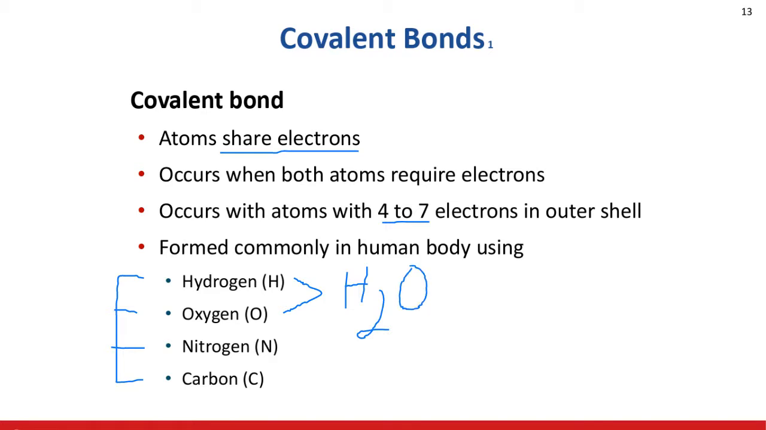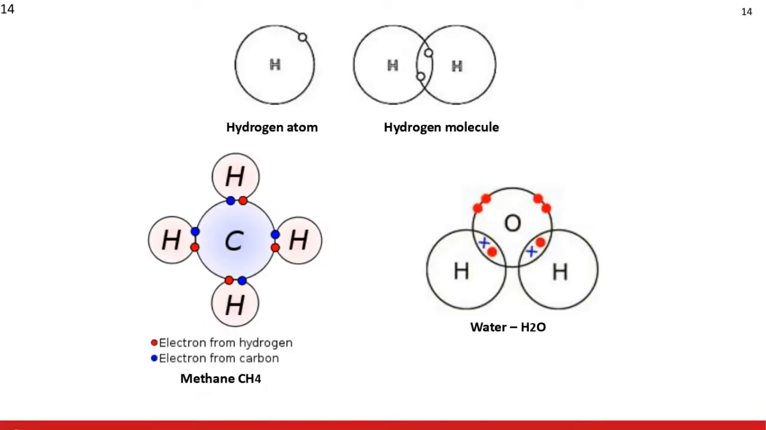They're shared electrons. Nitrogen, carbon. So we're going to see this quite frequently in those very common elements that I listed for you. This is showing you an example of covalent bonds right here. So here's one hydrogen atom.